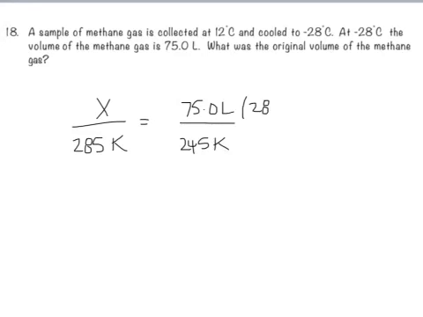So the 285 Kelvin comes up here. Kelvin cancels. Multiply. And then divide. And it should be 87.2, the unit left, liters.